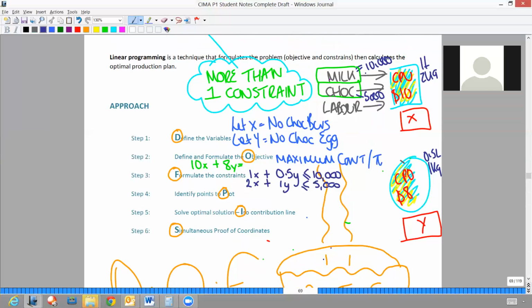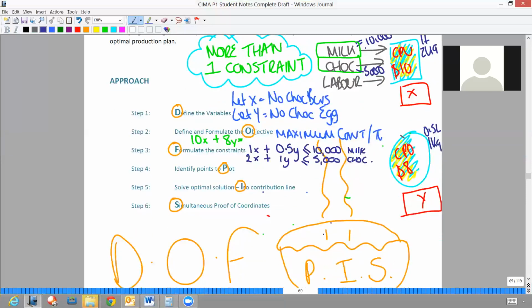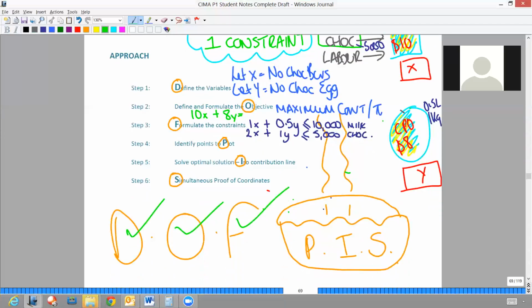So all you have done is formulated the constraints. You've taken the words and you've put it into a sum. And you would do that for all of your constraints. What we also need to put on here is any non-negativity and also minimum and maximum demands. We'll see that when we come to a question. Okay, so define the variables, formulate your objective, formulate the constraints. We've completed D, O, F. So that's your DOF. You then need to come on to your pies.